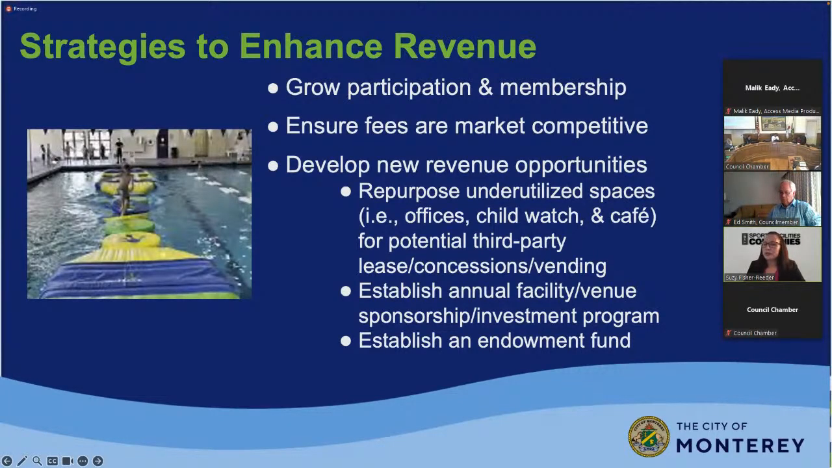Ensure that membership fees are market competitive and develop new revenue streams, such as repurposing the underutilized spaces that were previously offices to potential lease or concession spaces, establishing an annual facility sponsorship program or advertising program within the center, and consider establishing an endowment fund, a fund that would provide a reliable and steady funding source over an extended period of time for people who may want to bequeath funds to the Monterey Sports Center.